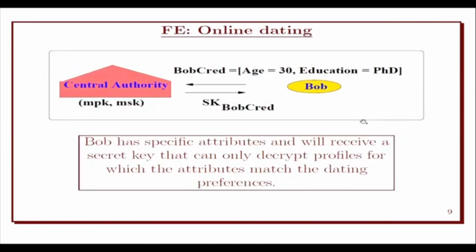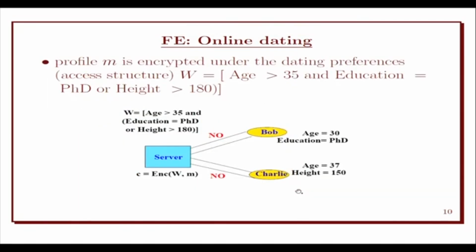Another application could be online dating. Suppose this is Bob's credential: Bob's age is 30, education is PhD. Based on this, Bob will send this to the central authority, and the central authority gives the secret key corresponding to Bob's credential using the master secret key. Bob has the specific attributes and will receive a secret key that can only decrypt profiles for which the attributes match the dating preference.